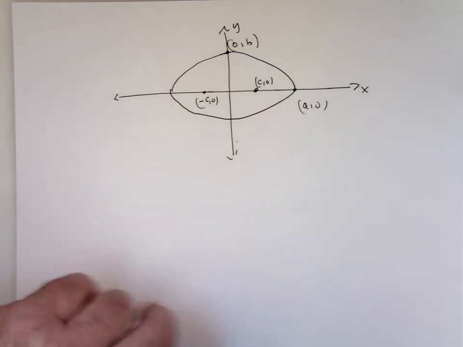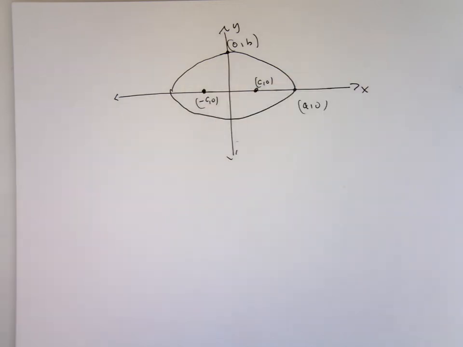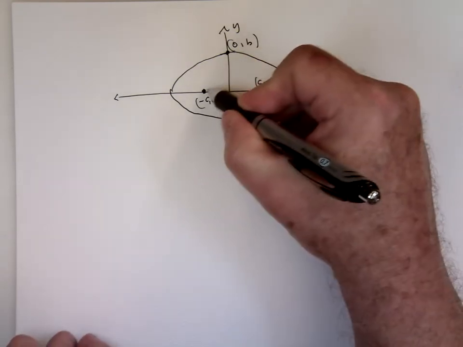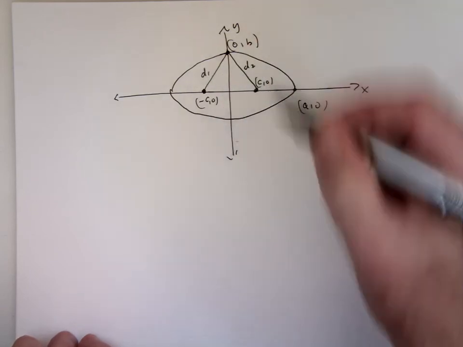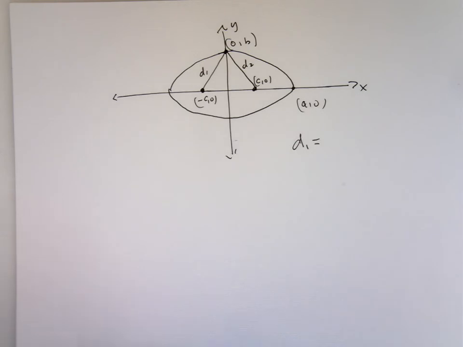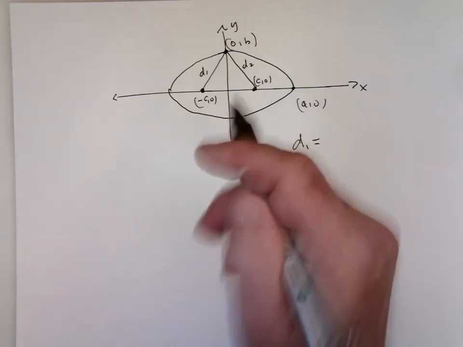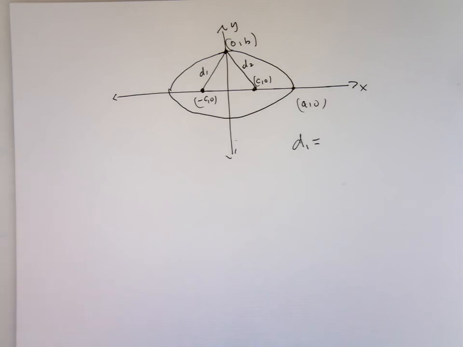Okay, here's what we do know. No matter where we are on the ellipse, the sum of the two distances from that point to these foci is a constant. So let's take this point right here. This distance plus this distance. What's D1 equal to? What's D2? In the point that I've chosen, D1 is equal to D2. That need not be the case. Yes? C minus D2? Your constant minus D2?